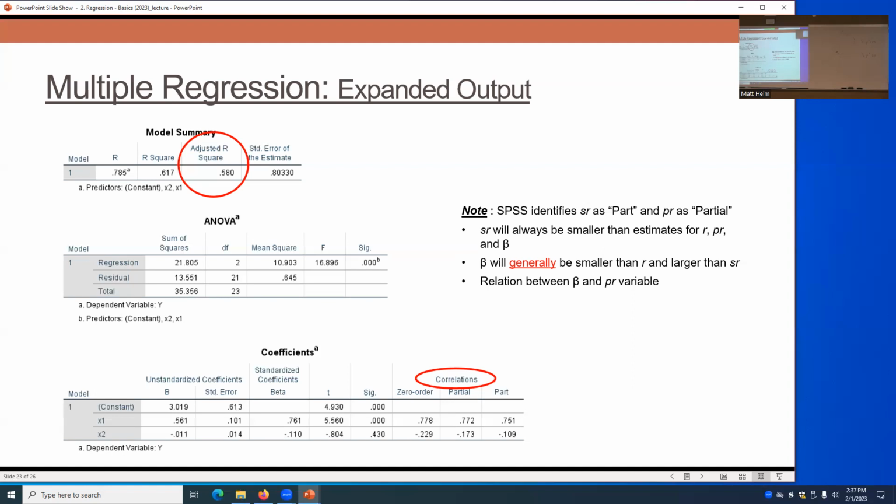Did you have a question, Katie? Yeah, sorry if you've already said this, but zero order, are we paying attention to that? That's the bivariate correlation. That's just the correlation of X and Y. Okay. Your part correlation here, this is your semi-partial correlation.